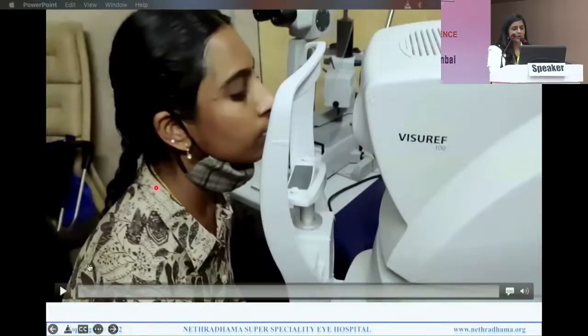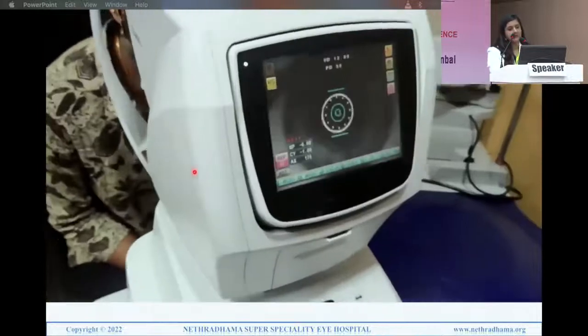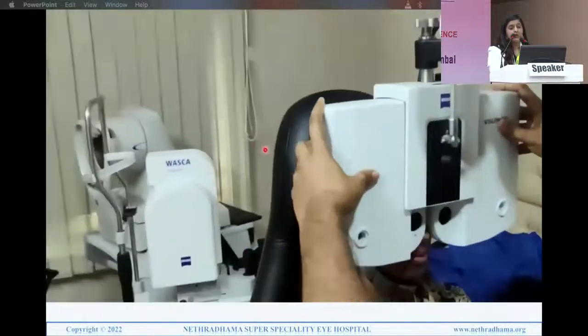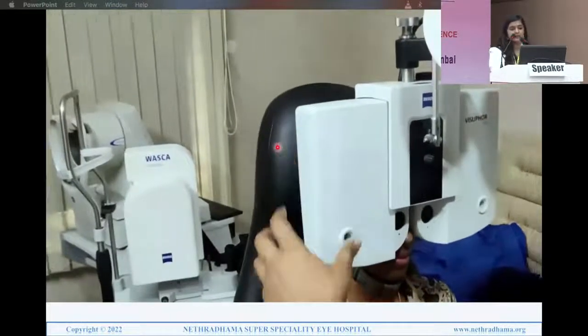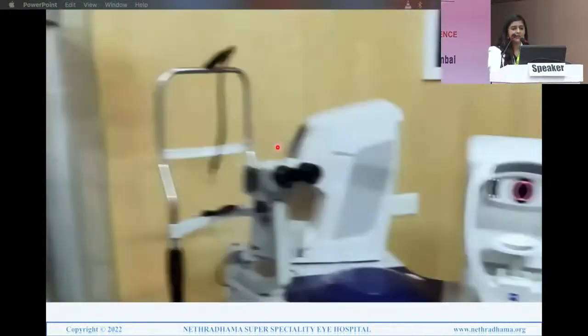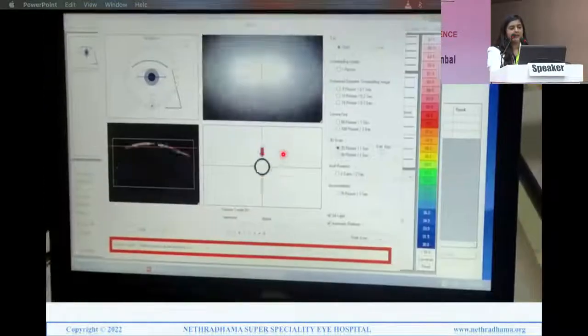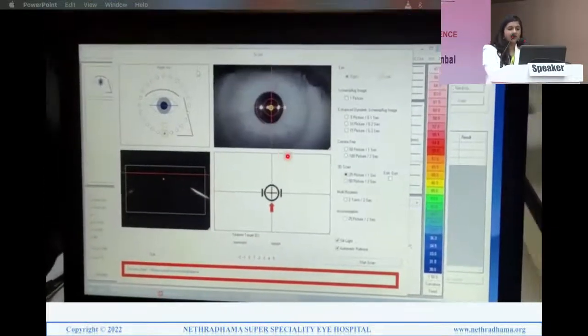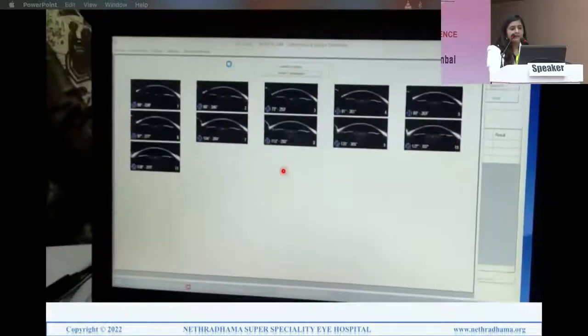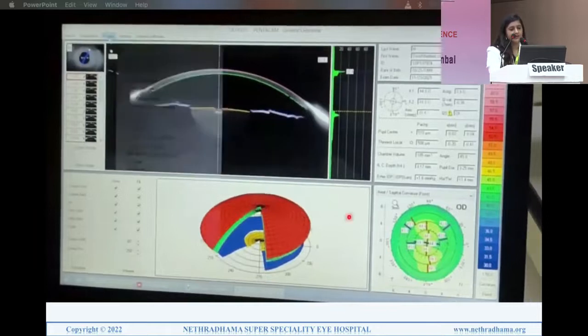So this is a small video just showing you how our patients are worked up in our center. This is the auto ref, which can also measure the white-to-white. The refraction, nothing beats your retinoscope, but it's just confirmed by this refractive surgery setup. This is your Pentacam. Three continuous readings are taken from the Pentacam. And the white-to-white is, of course, again correlated with your OPScan and your calipers.